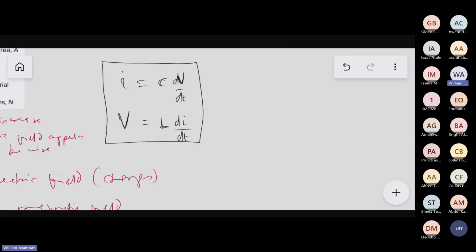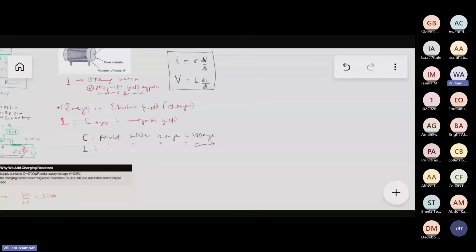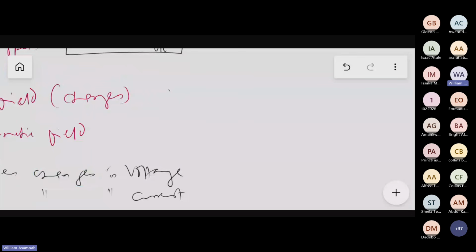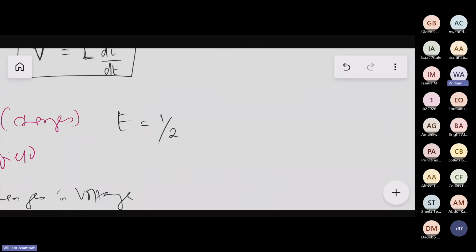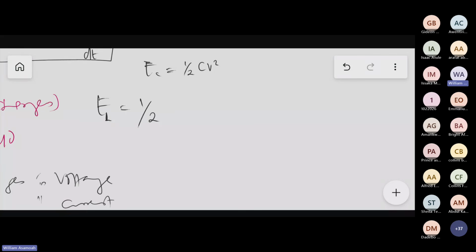You would need them so much to understand how these items behave. But like we said for capacitors, for inductors too, the energy they store is equal to half. For capacitors, E_C was equal to half CV squared. The same thing for an inductor, E_L is equal to half LI squared. So this one you'll be getting questions on in the objective.